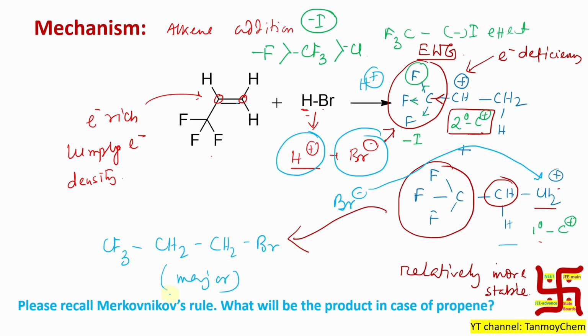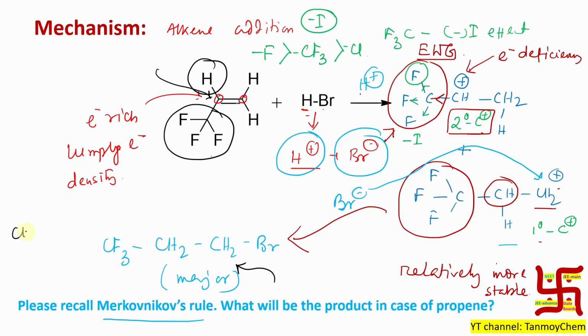By the way, if you recall Markovnikov's rule, what did this rule say? The negative part of the addendum will attach to that carbon which is poorer in hydrogen. Here this carbon is poorer in hydrogen, with one hydrogen attached. But this will not be followed here because of the presence of the electron withdrawing CF3. I haven't provided peroxide, but this product you may expect, sir, looks like an anti-Markovnikov product. So this is the actual speciality of this problem.